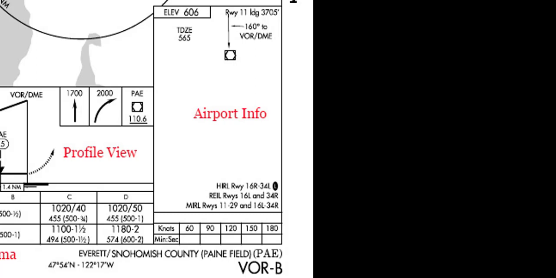The section at the bottom right is the airport sketch, which contains various pieces of information about the airport which we may need. This must not be confused with the airport diagram, which is a separate, much more detailed chart.